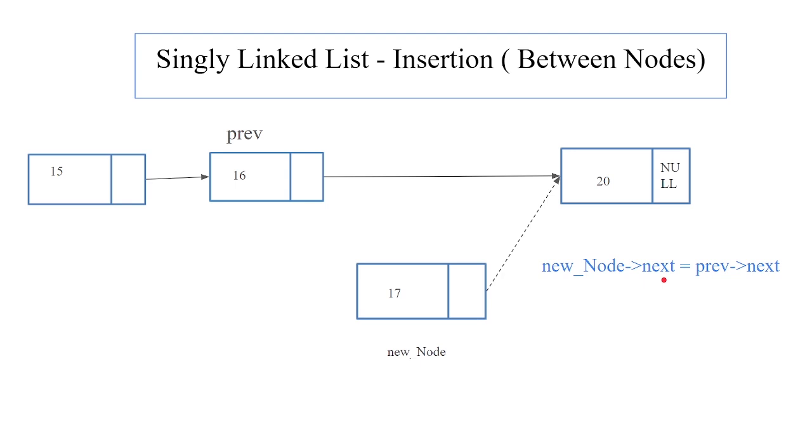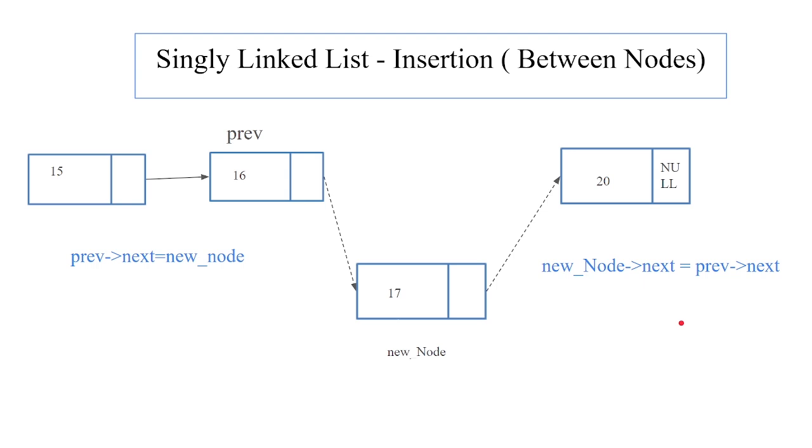With this statement, it will connect the new node's next field with previous next. Similarly, we change previous next, whatever is available, to the address of the new node. By executing this statement, it will connect our previous node with the new node, and then we remove the old link. Now if you see this, the new node has been added between two nodes.